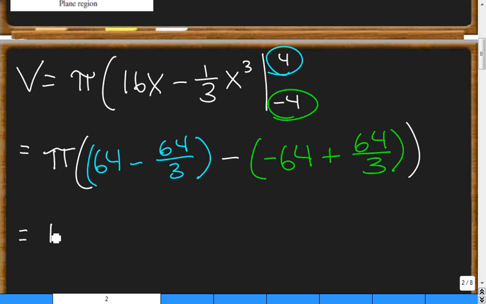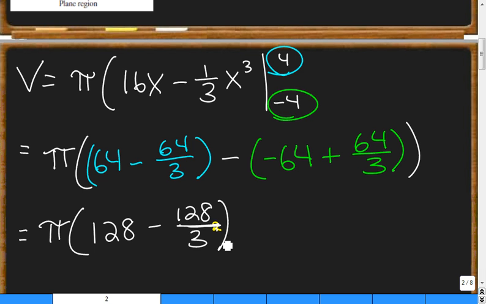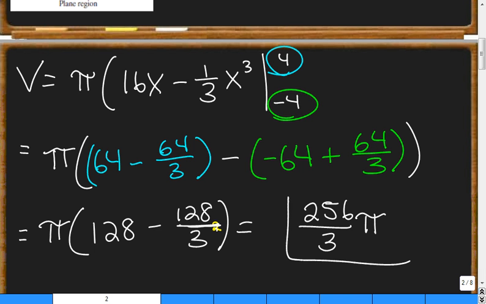We want to further simplify, so we're going to get pi times, we've got 64 minus a negative 64, that makes 128. And then we have negative 64 thirds minus a positive 64 thirds, so that makes a negative 128 thirds. So all in all, you'll end up getting 256 over 3 pi for our final answer.